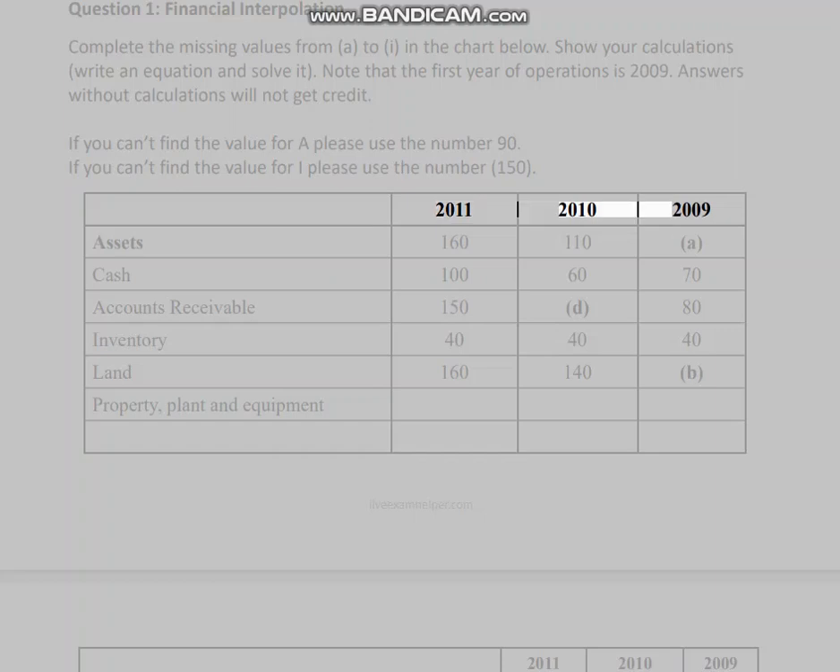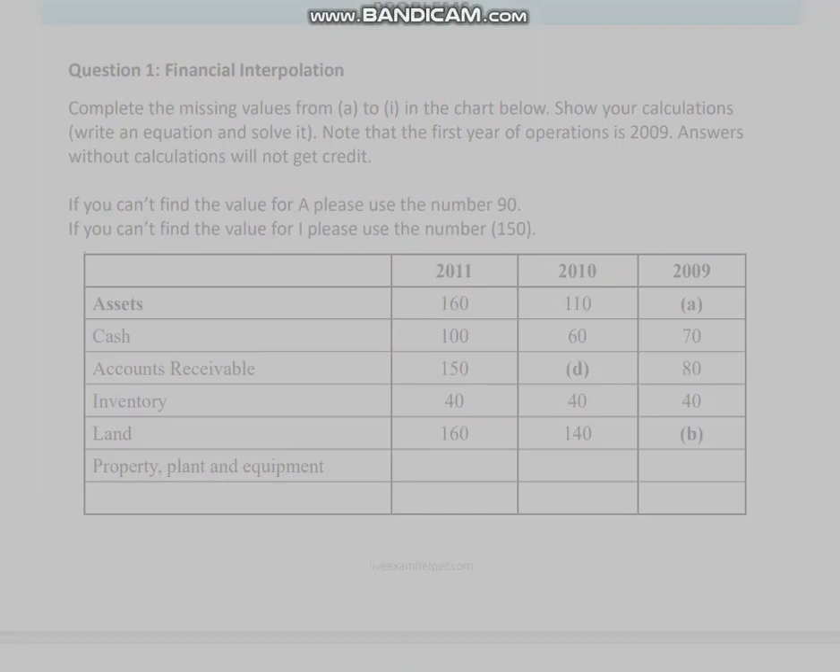2011, 2010, 2009. Problems. Assets 160, 110, A. Cash 100, 60, 70. Accounts receivable 150, D, 80. Inventory 40, 40, 40. Land 160, 140, B. Property, plant and equipment.